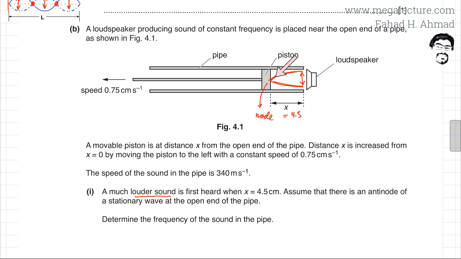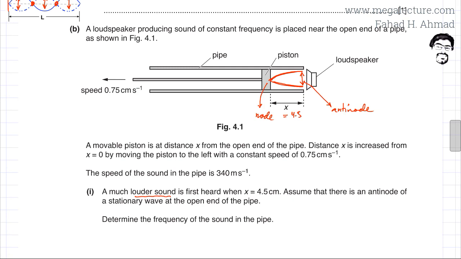So the particles are not going to be vibrating at the node. A loud sound, the antinode, would only be produced if an antinode is present at the loudspeaker. Now the question goes on to state that we need to determine the frequency of the sound in the pipe.